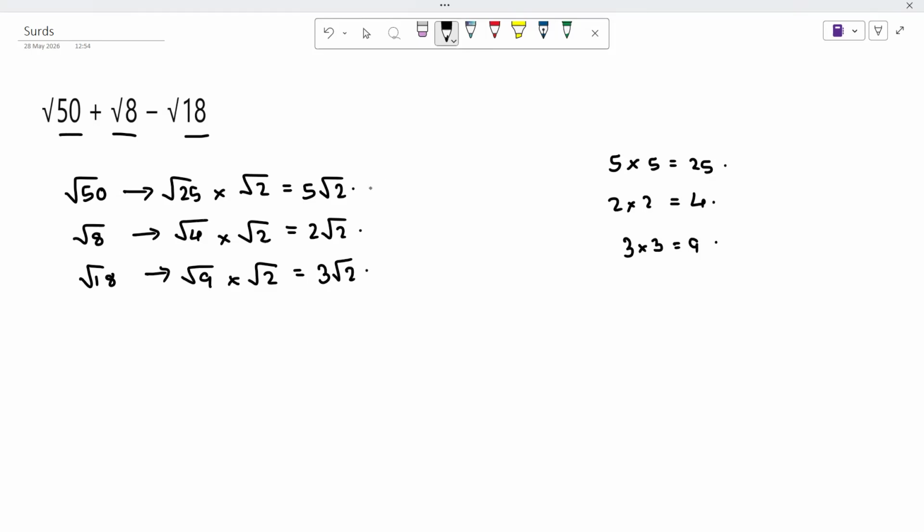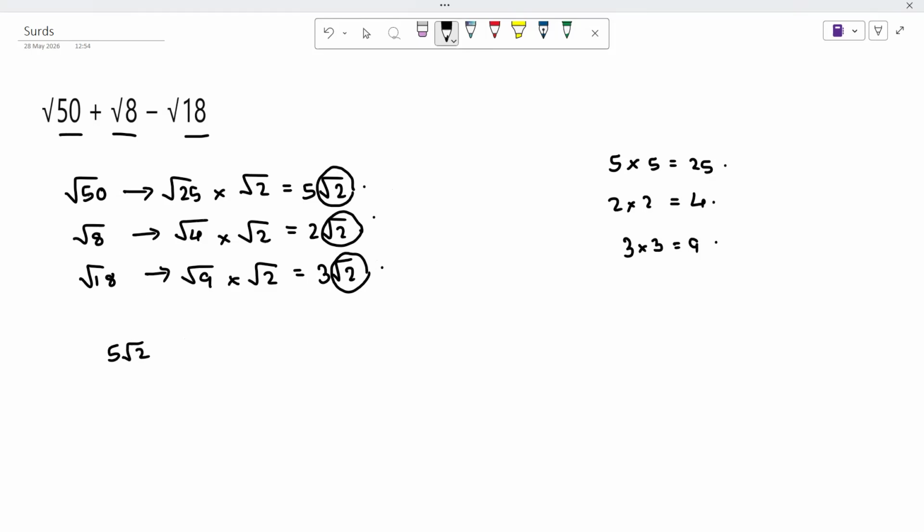Now have you guys noticed something here? 5 root 2, 2 root 2, 3 root 2. These surds are like terms. Why? Because they always have this one matching surd part, root 2. No matter if 5, 2 or 3 keeps changing, root 2 is always the same here. And that makes our calculation much easier. So now we can solve the equation.